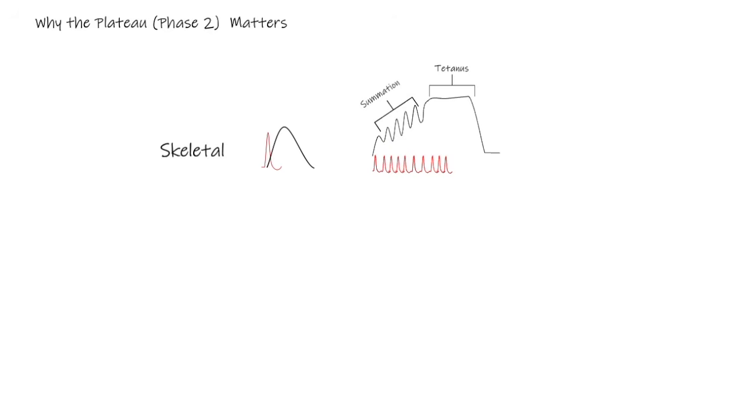So why do we have the plateau? Why does it matter? Remember that skeletal muscle can undergo summation and eventually tetanus. This is possible because the skeletal muscle action potential is much shorter than the time required for the muscle fiber to contract. As a result, another action potential can occur before the muscle is completely relaxed. This allows for summation of contractions and, with sufficiently frequent stimulation, tetanus.